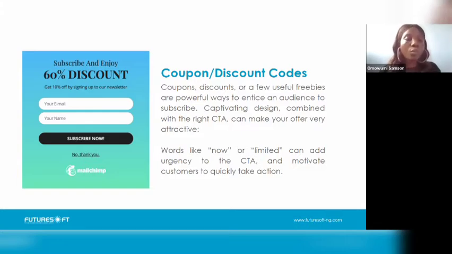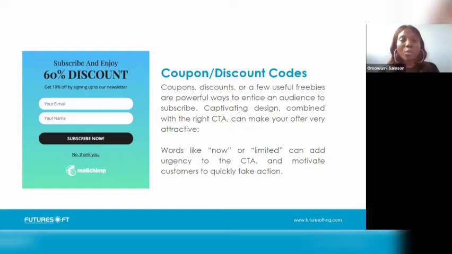So another way to get people to drop their email address and subscribe to your newsletter is to just give them discounts. Tell them, okay, drop your email address and we'll send you coupon codes to your email, where you can purchase on our website at a discounted price, maybe 10% off, 20% off, or whatever.